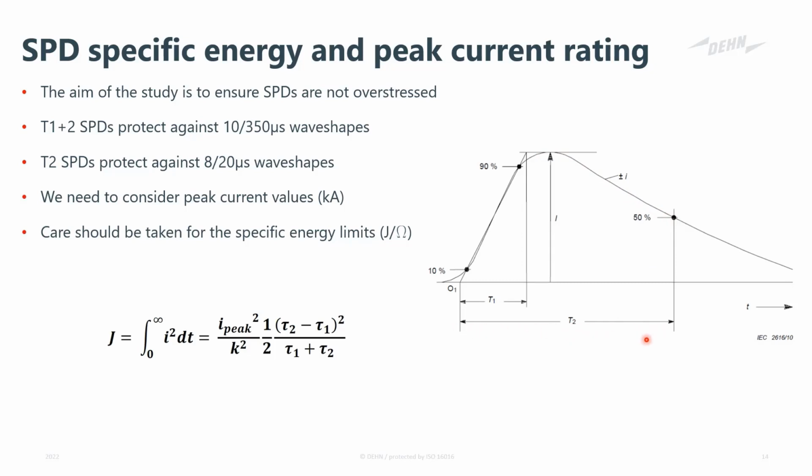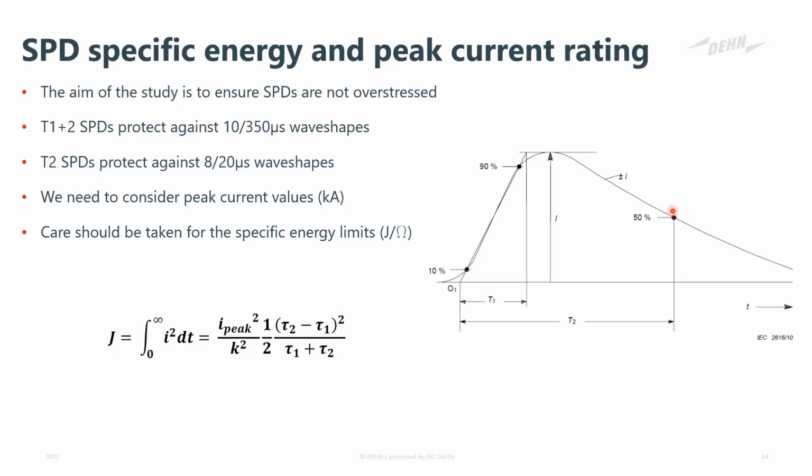For nearby strikes, or the induced effect from lightning or switching surges, we talk about the 8 by 20 wave shape, which means it will reach its peak value in 8 microseconds, which is slightly faster, but it will decay to 50% of its value in 20 microseconds. So the decay process is much faster.